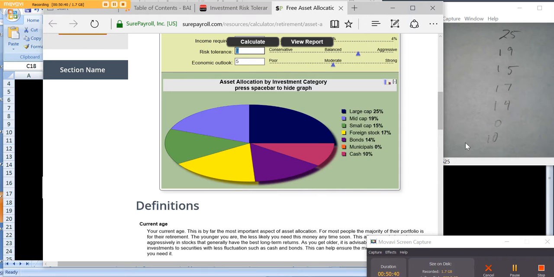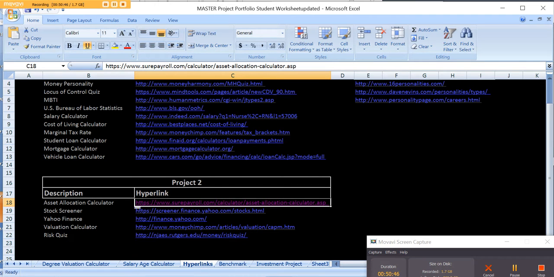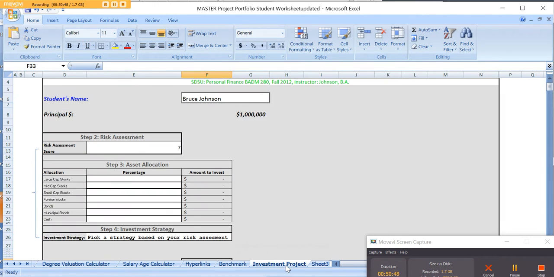Okay, so once I've written down all these percentages, I'm going to go into that Excel spreadsheet. I'm going to go into the investment project, and I'm going to enter that in. So 25% for me, and these are going to change per person, so for almost none of you will it be the same allocation as what I'm getting.